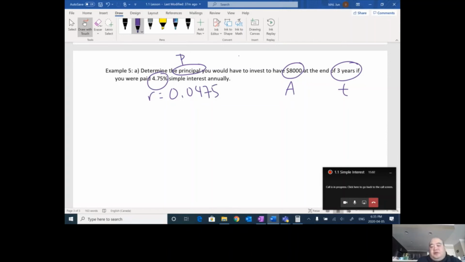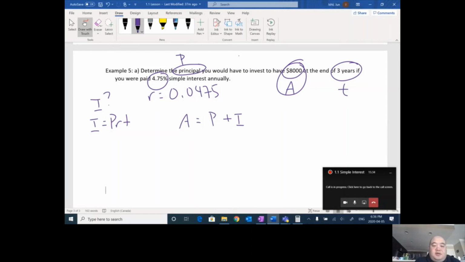Okay, so this one here actually has a little bit of a trick to it. Notice that we actually don't know what the interest is. Okay, so we can't actually use I equals PRT. But we do know what the accumulated amount is. It's 8,000. Okay, so remember the accumulated amount is your principal plus your interest.